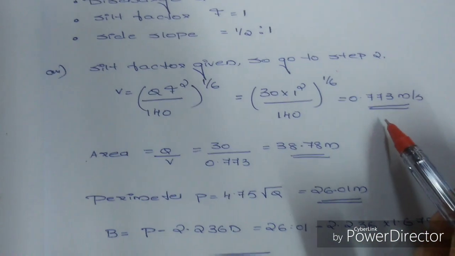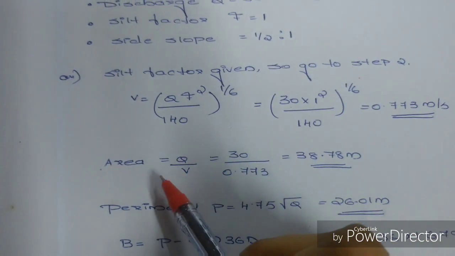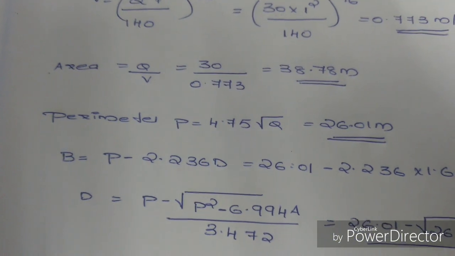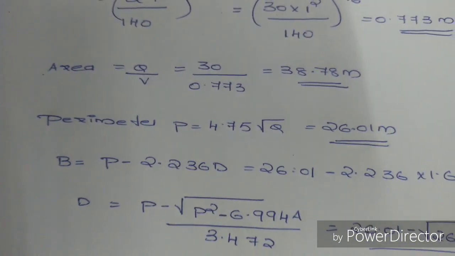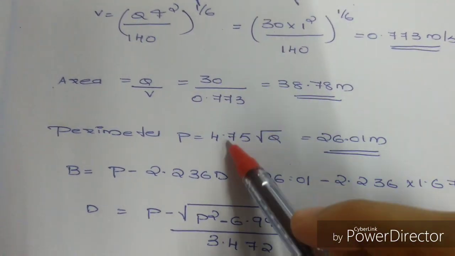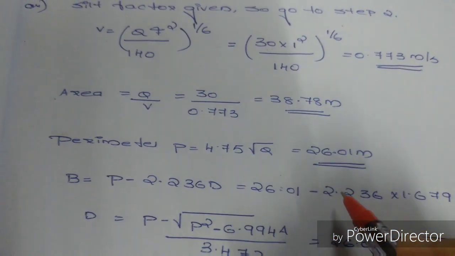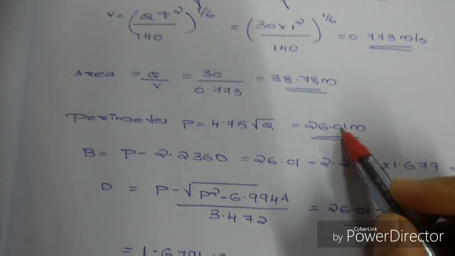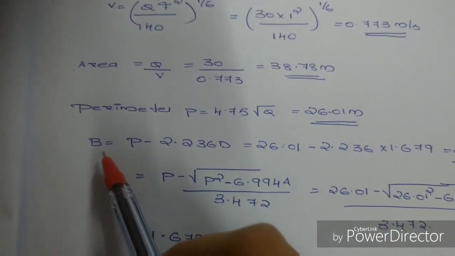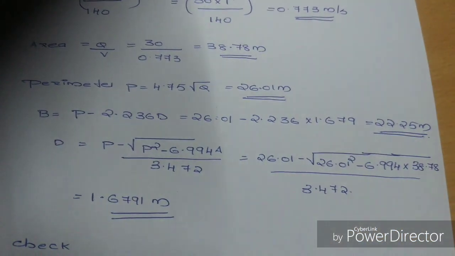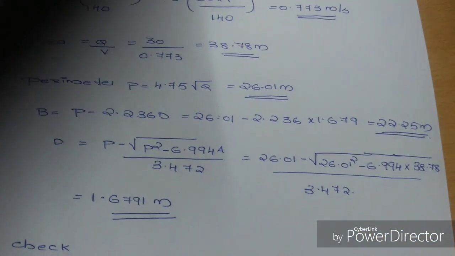As we know the velocity, by the continuity equation we know that area is equal to Q by V. Then we can calculate the perimeter. The perimeter is given by the equation P equal to 4.75 into root Q. We know the Q is 30, so while substituting we will get the perimeter. By knowing the perimeter, we can calculate the breadth as well as the depth by simply substituting in the equation, and you can do it and check the answer.